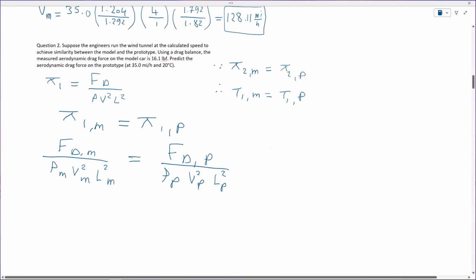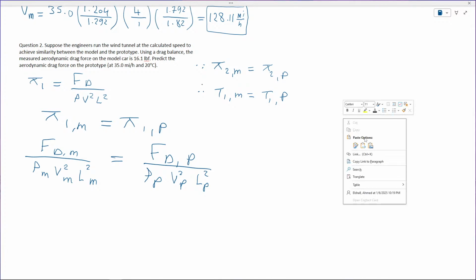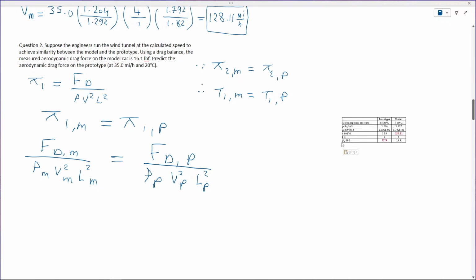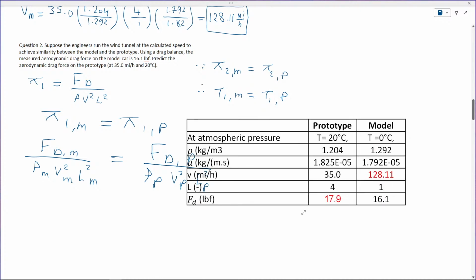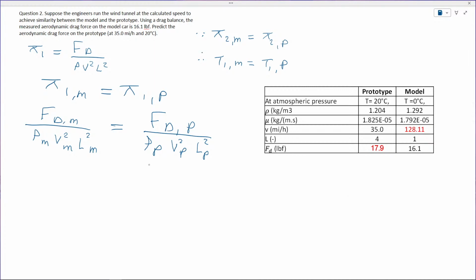Let me just make a copy of the table here. So let's look here. This is the one we want to calculate, so let me delete the answer. So here, let's just do this.